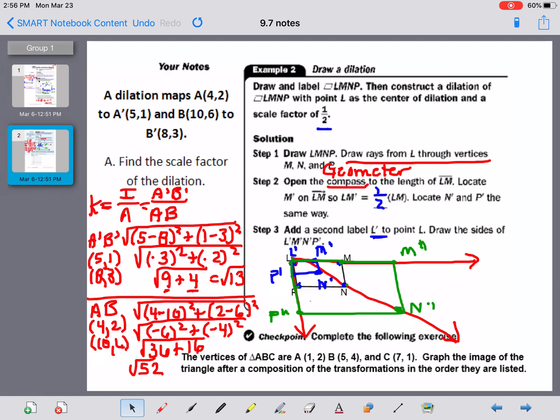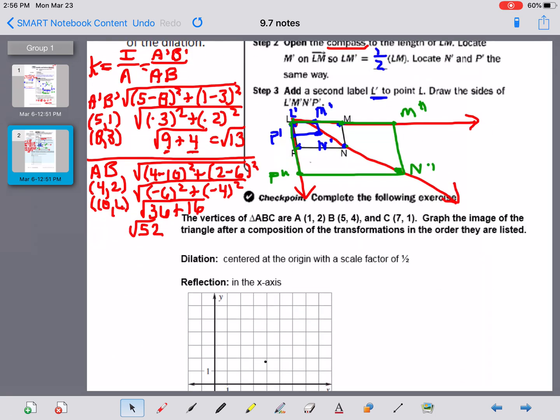Now I'm going to work on my scale factor. For my scale factor, don't forget I'm doing image over actual, which is the same thing as A prime B prime over AB. Please do not mix A and A prime and B prime because those don't go together. The primes have to stay together and the non-primes stay together. So my value for A prime B prime is the square root of 13. My value for AB is the square root of 52.